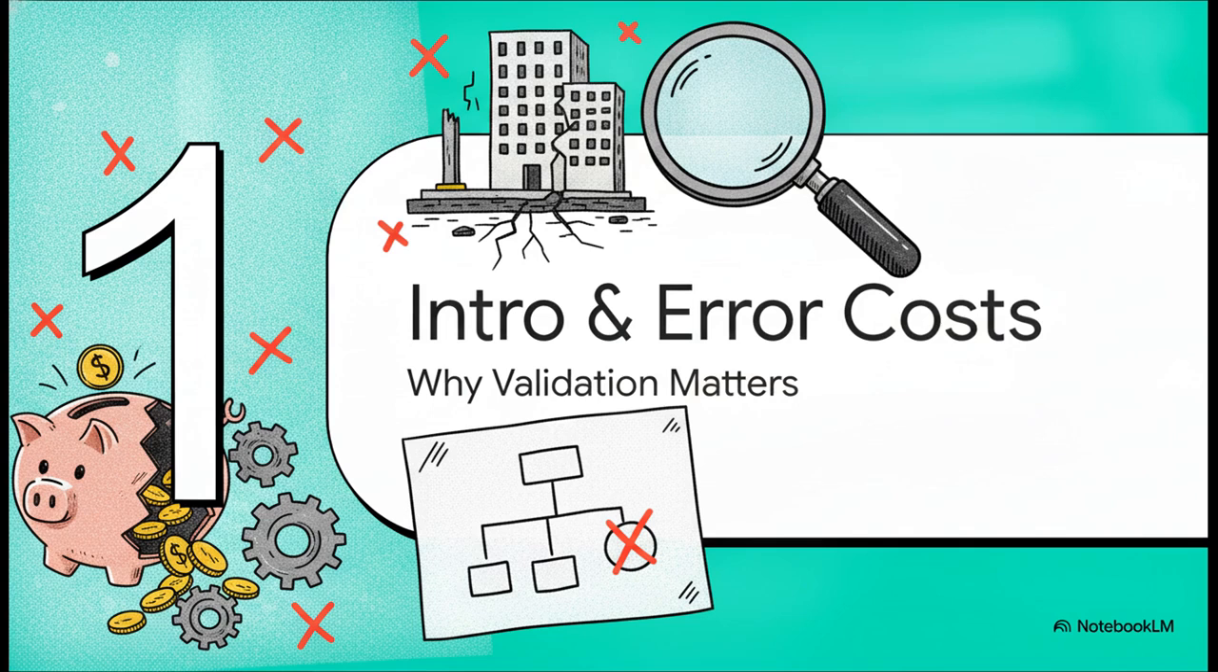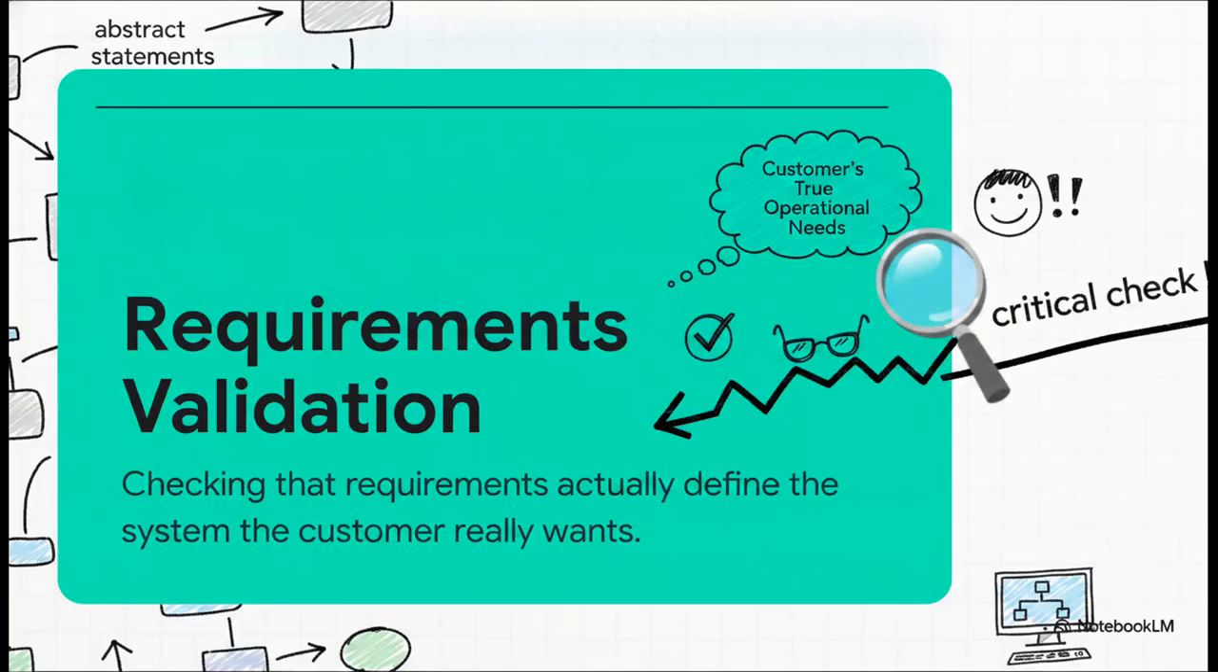Okay, let's jump straight into Section 1, Introduction and Error Costs. So before we look at how to validate requirements, we really need to understand why we do it. We have to grasp the extreme financial and structural cost of errors that manage to slip past this phase. Take a look at our core definition here. Requirements validation is the process of checking that requirements actually define the system the customer really wants.